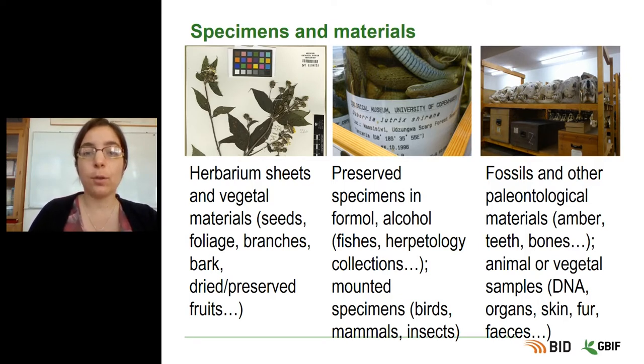You can also work with fossils and other paleontological materials, such as amber, teeth, and bones, and animal or vegetal samples. So this is important because you may have some samples that you are not aware of, such as DNA, organs, skin, fur, feces. So it can be really useful for you to talk to your colleagues and see what kind of specimens and natural history collection materials you can gather in your institution.